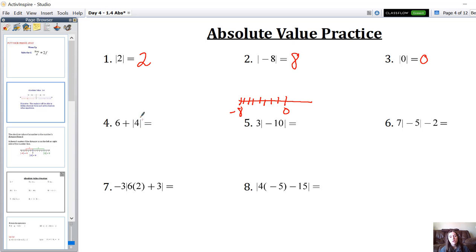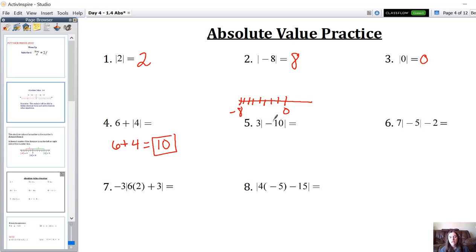So first let's look at what the absolute value of 4 is, and then we'll worry about the 6. So 6 plus, and then the absolute value of 4. 4 is 4 units away from 0, so its absolute value is 4. And then we can add those together. 6 plus 4 is 10.